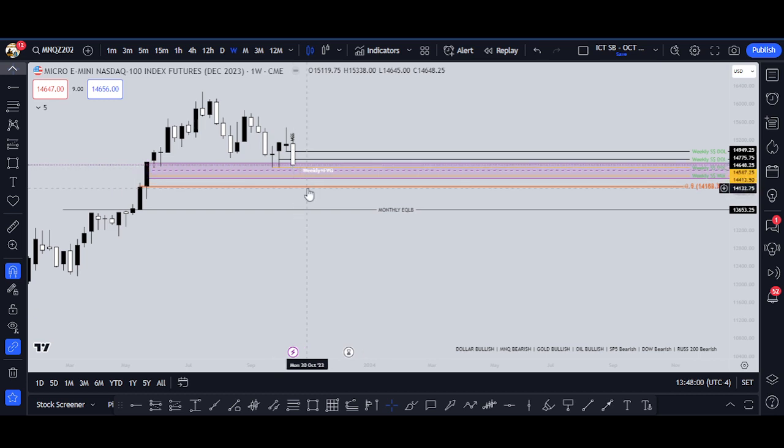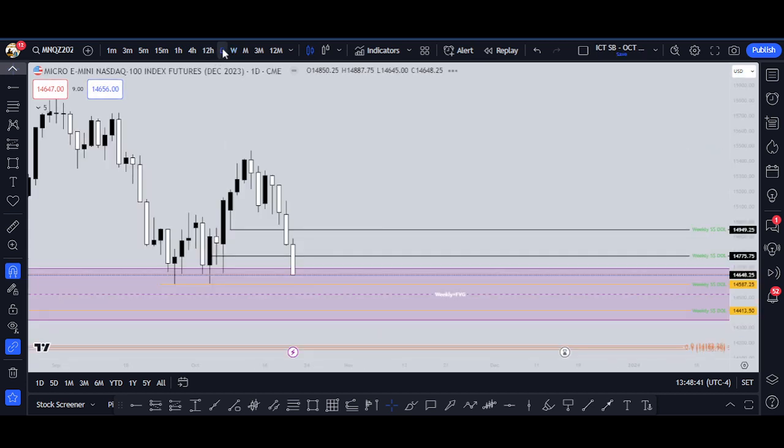We have a weekly volume imbalance right here that could be our weekly draw on liquidity. We also have these relative equal lows, which will act as a draw on liquidity. And then we also have this fair value gap's consequent encroachment that I can see a little better on the daily.